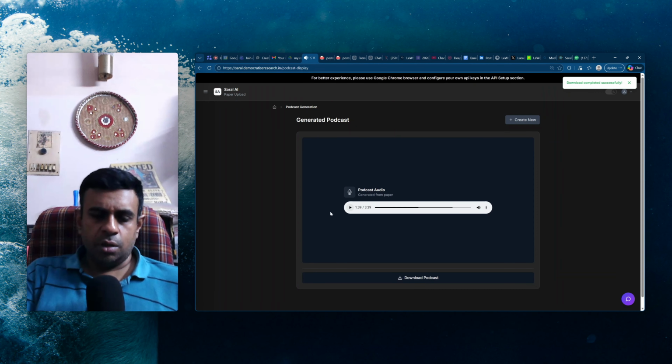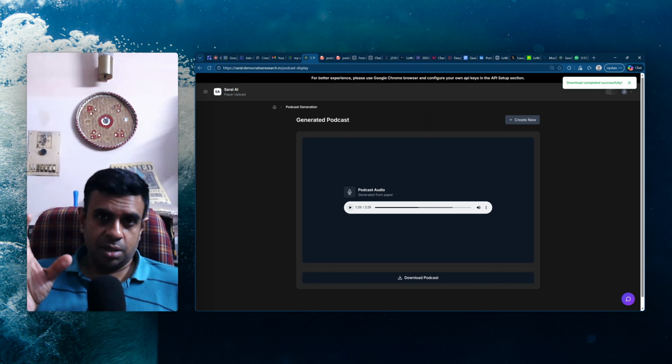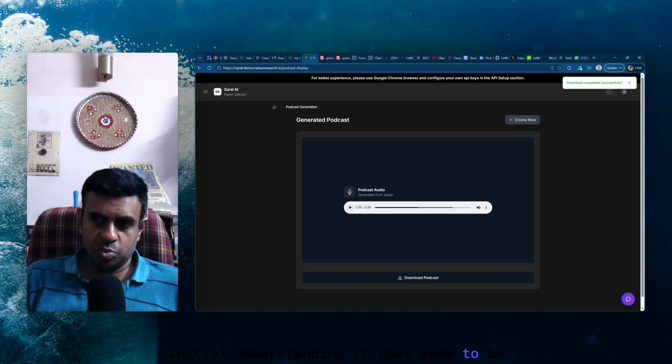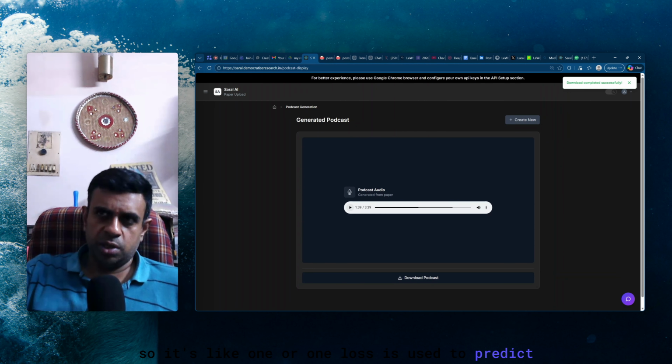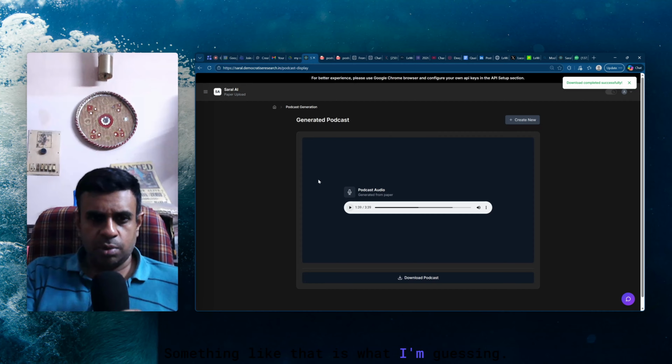Okay. That's very nice. So this actually helped me better understand what is going on, assuming whatever it's saying is correct. And from my initial understanding, it does seem to be. So it's like one loss is used to predict the next, whereas the other loss is trying to have more diverse data points, which it related to the Gaussian curve. Something like that is what I'm guessing.